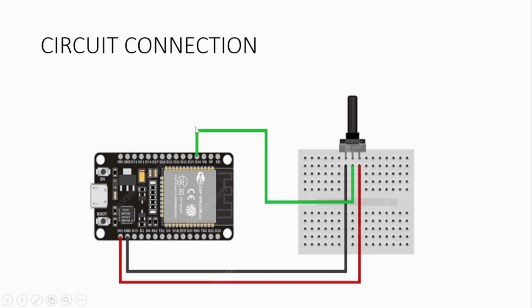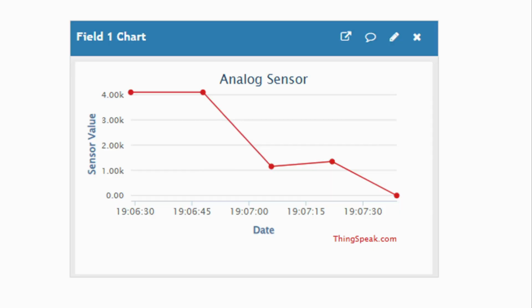So VCC, like 5 volt, will be connected to VCC, or 3.3 volt is also okay. Then ground to ground, and the middle one we have to connect to the respective pin. Here I'm using an analog sensor, so we have to connect to an analog pin based on the program. After that, our output looks like this. This data we can access from anywhere in the globe. So how to do this, let's see.